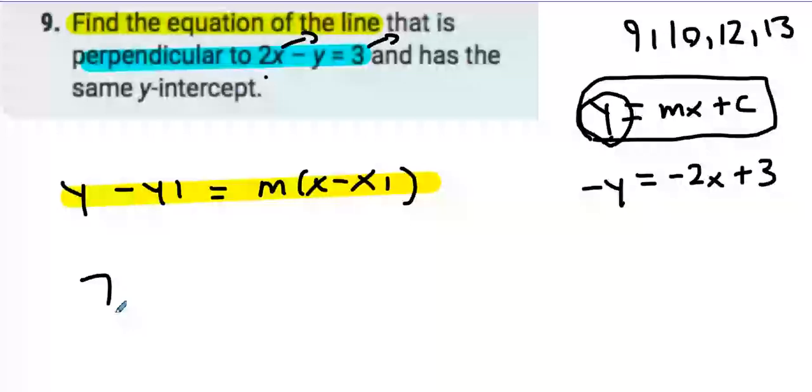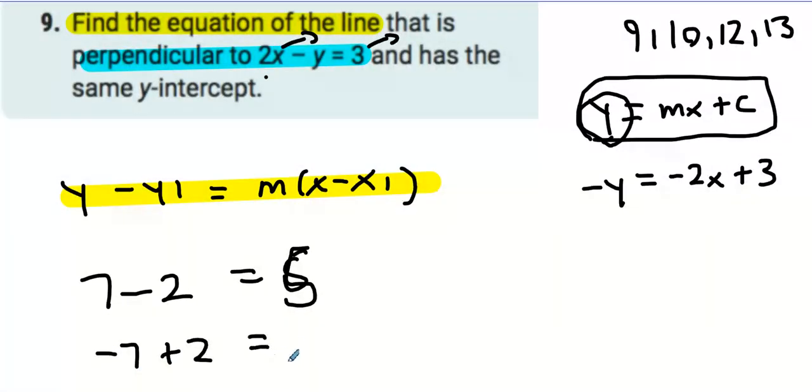Do you remember I showed you earlier 7 minus 2 equals 5? And then I said, what happens if I multiply both sides by minus? -7 plus 2 equals -5. I also said that it's still balanced, isn't it? So that means you're allowed to multiply both sides by minus. I'd like you to multiply both sides by minus. What do you get?